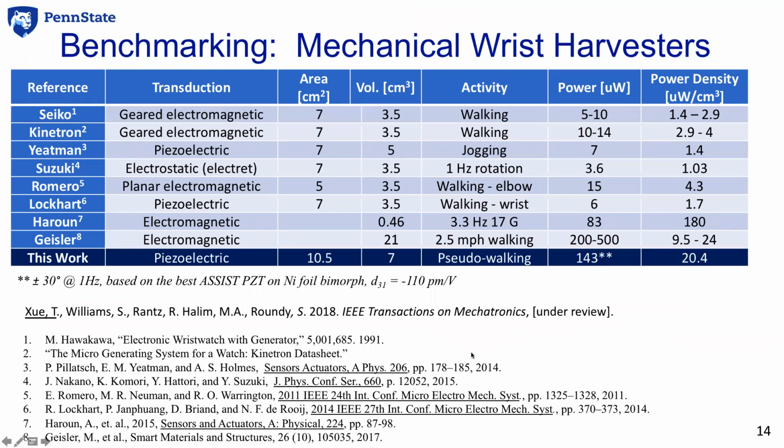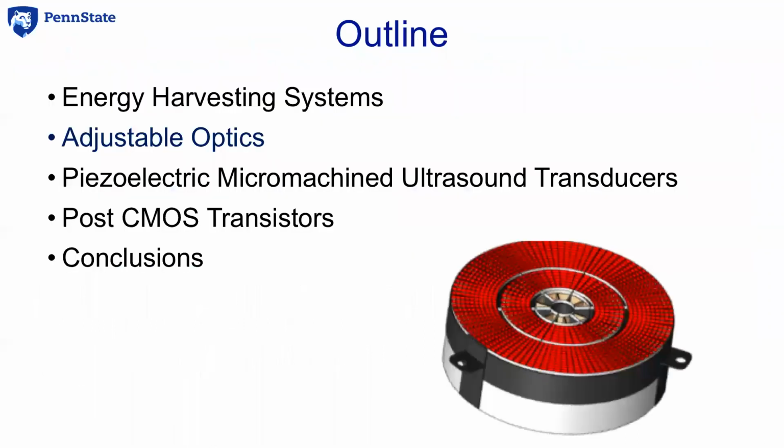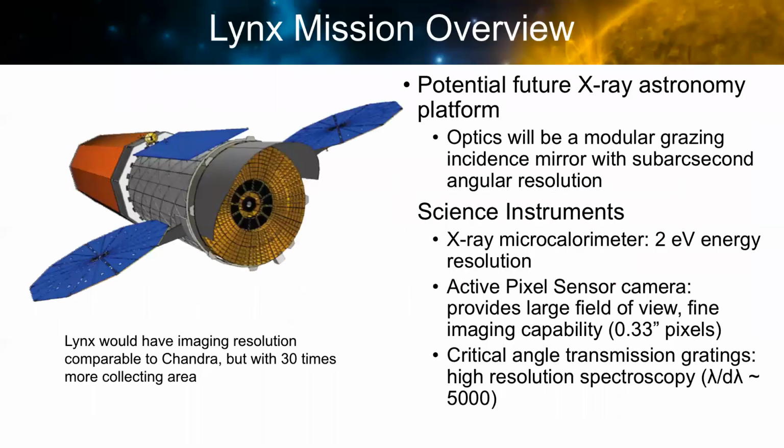Our projections for a device in which all the beams are operating is that we should be able to achieve about 140 microwatts, based on devices that have a limited number of working beams. And that power output can be generated during walking by the human wrist. The second topic I'm going to say a few words about is the use of piezoelectric devices for adjustable optics.